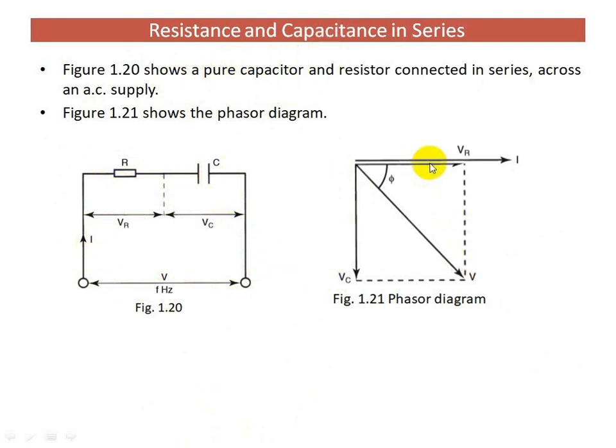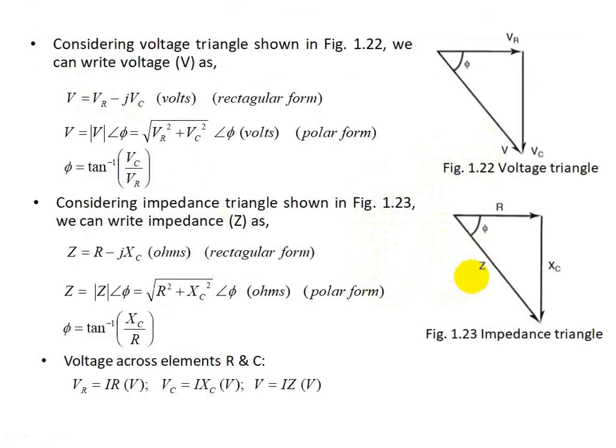In this case also, the current and voltage across the resistance are in phase, and the voltage across the capacitance will lag behind this current by 90 degrees. Vector addition of VR and Vc gives you the resultant voltage V, which is nothing but the supply voltage.